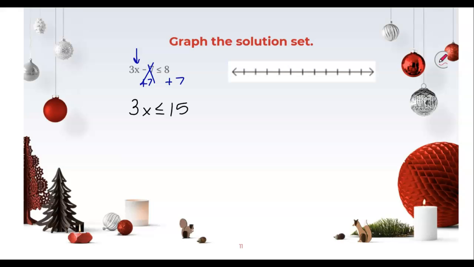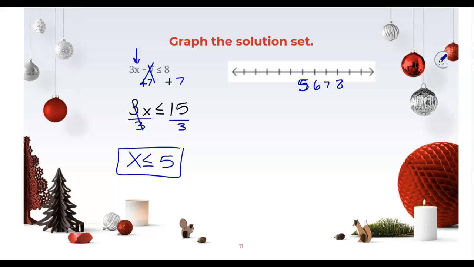Now we're going to undo multiplication with division. So we get x is less than or equal to 5. So all the values that are less than or equal to 5. So let's get 5 on here. Sorry about the delay. So it'd be 6, 7, 8, 4, 3, 2.